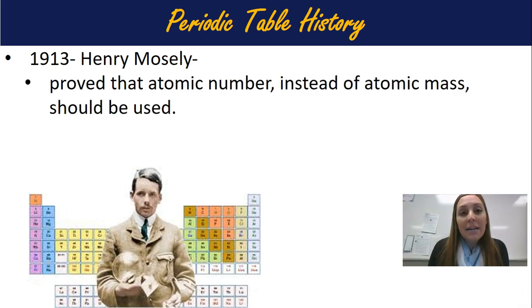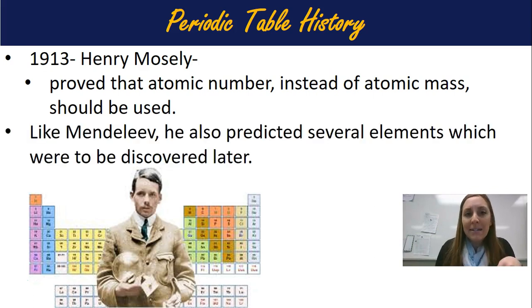But then in 1913, just 100 years ago, approximately, Henry Moseley, who was in England, proved that the atomic number instead of the atomic mass should be used. Now, this kept a lot of the elements in a similar order, just some of them flipped around. So like Mendeleev, he was able to predict a bunch of elements that hadn't been discovered yet, because again, we're organizing things based on properties, and you can see holes.